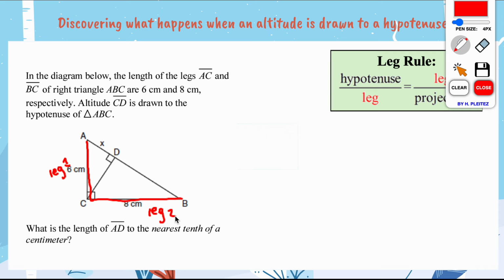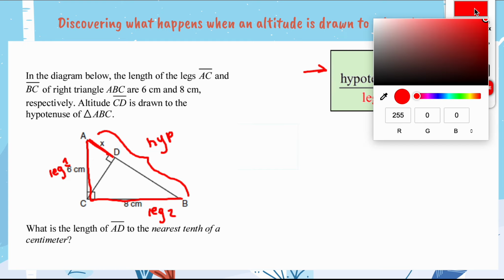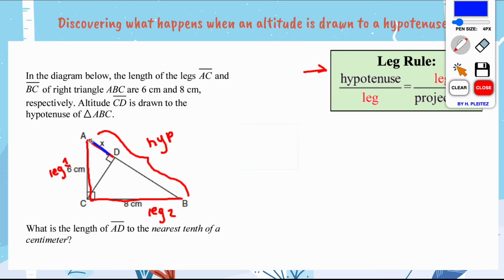Altitude CD is drawn to the hypotenuse, and it wants the length of AD, which is nice. It's already labeled as X for us. Now let's see what we need, though. So for this leg rule, I know I need the value of my entire hypotenuse. I know I need one of the legs, which I have, and then I need a projection. So what's standing out to me right now is that I know that my broken up pieces, these are projections.